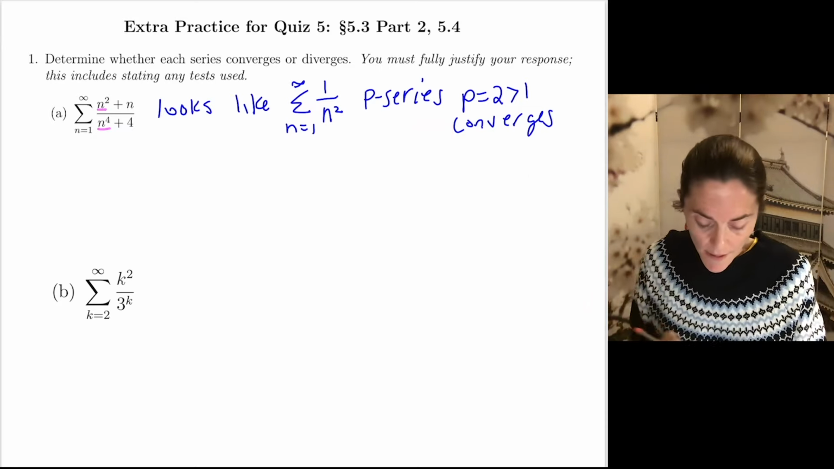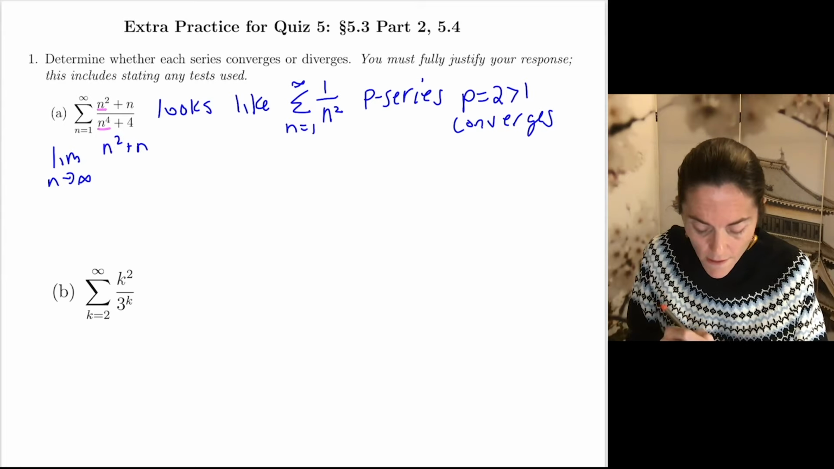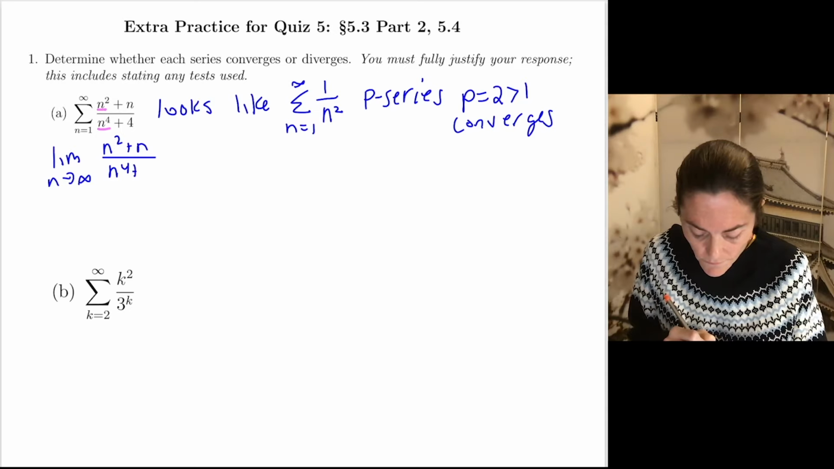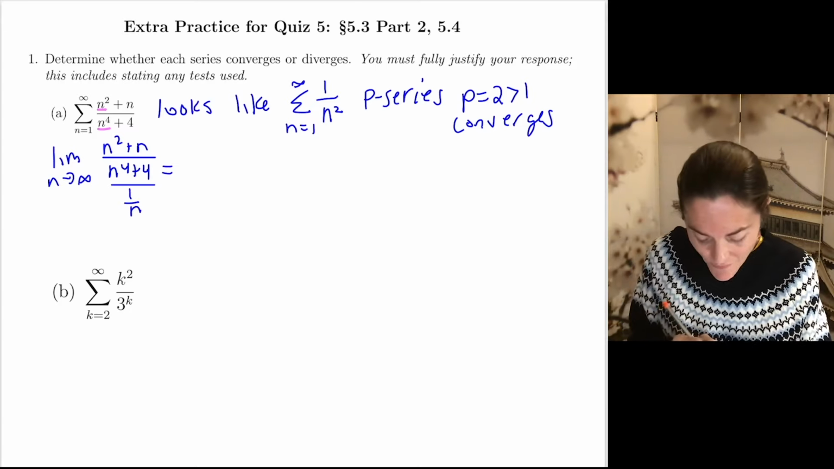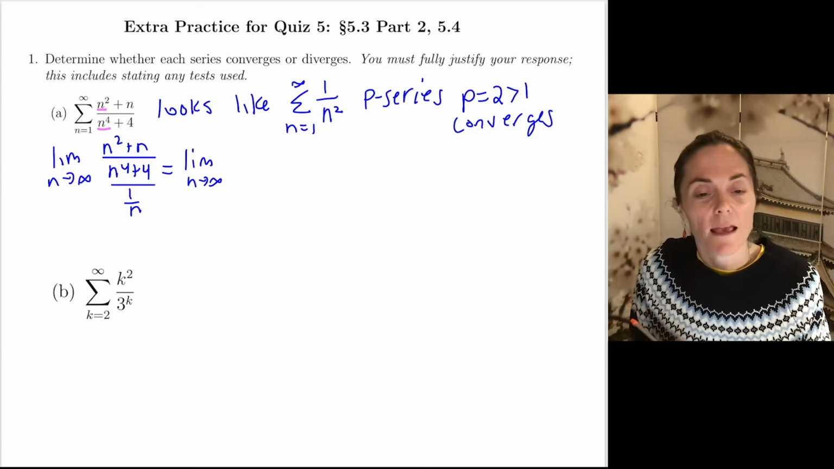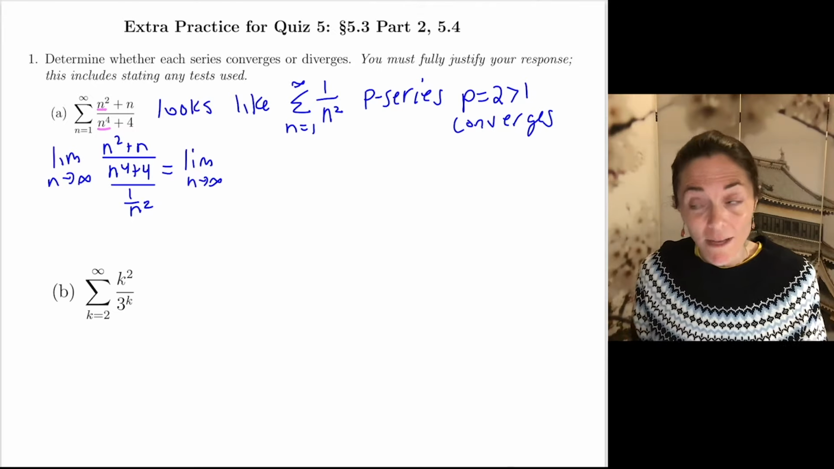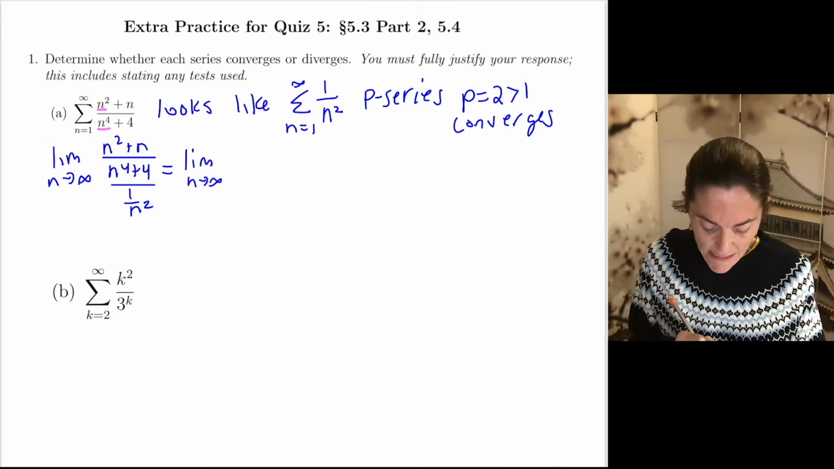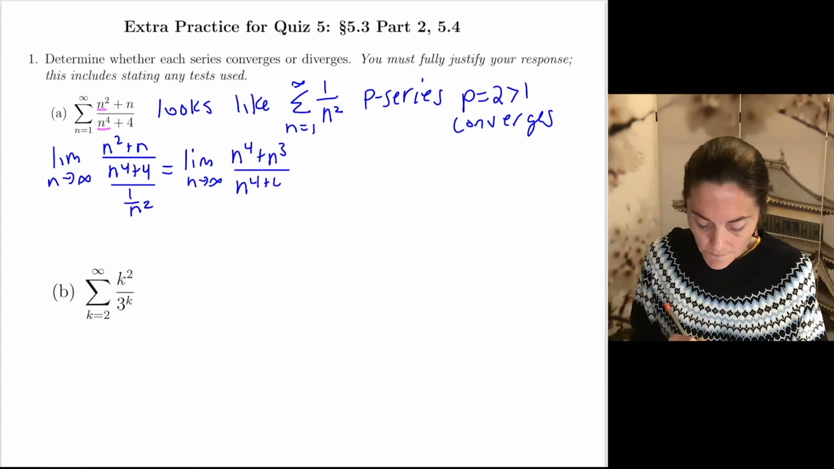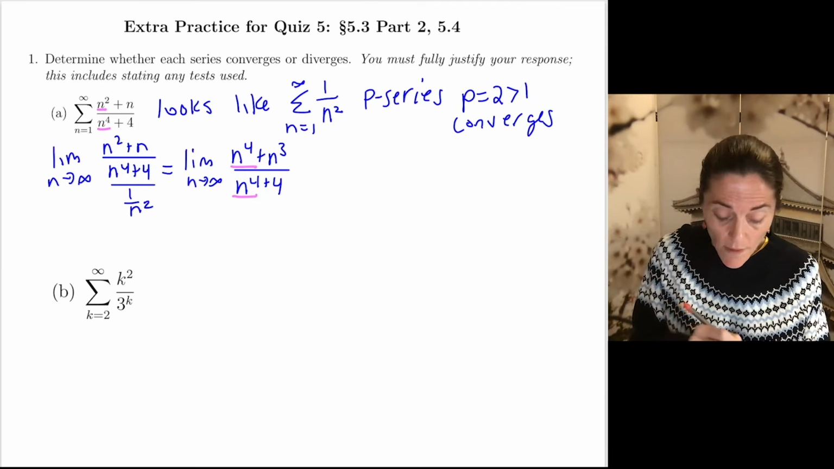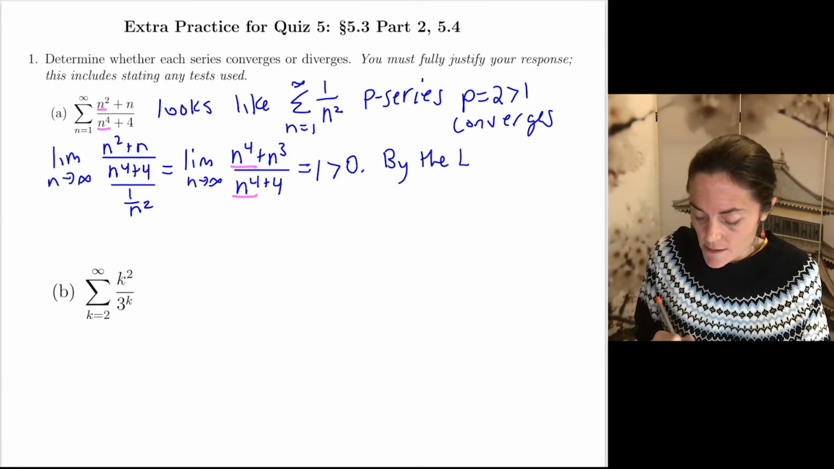And so I'm going to use limit comparison. What we do, we take a limit as n goes to infinity. You take the nth term of one series and you divide by the nth term of the other. And provided this limit is finite and positive, then, oh, I left off the squared. Then both series converge or both series diverge. We need non-negative series here, which I definitely have in this case. So this would be n to the fourth plus n cubed over n to the fourth plus four. Now you see this limit, we can see this is one, which is positive. And so we quote the test by the limit comparison test.